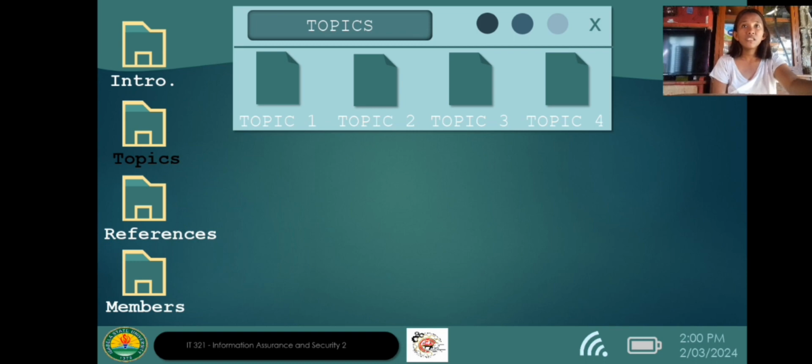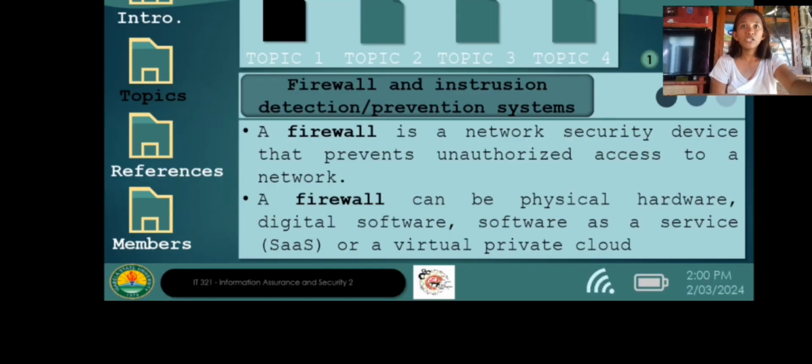So let's first discuss topic 1, which is the firewall and intrusion detection prevention system. A firewall is a network security device that prevents unauthorized access to a network. A firewall can be physical hardware, digital software, software as a service, or SaaS, or a virtual private cloud. So a firewall basically secures the perimeter of a corporate network. A firewall filters the traffic and blocks unauthorized inbound and outbound traffic.